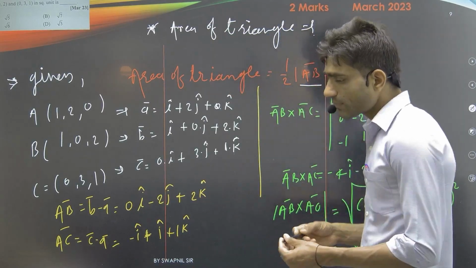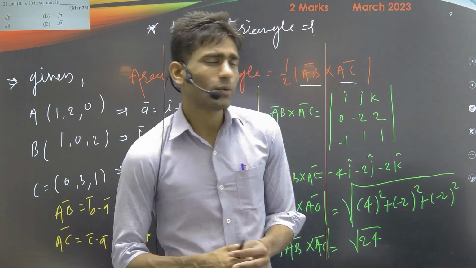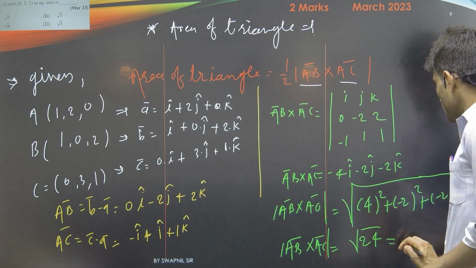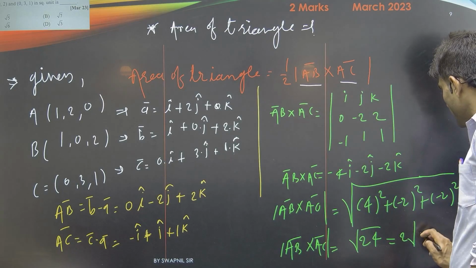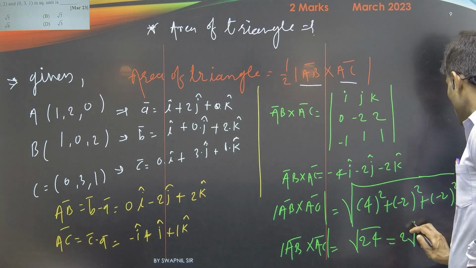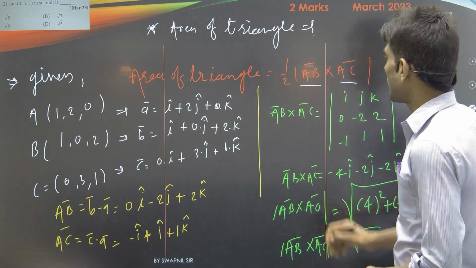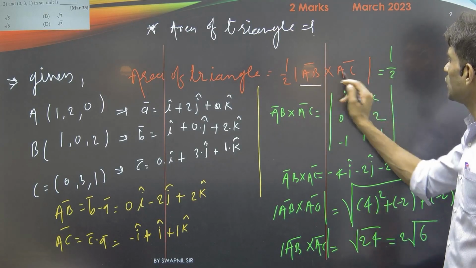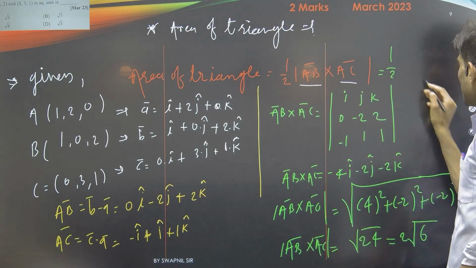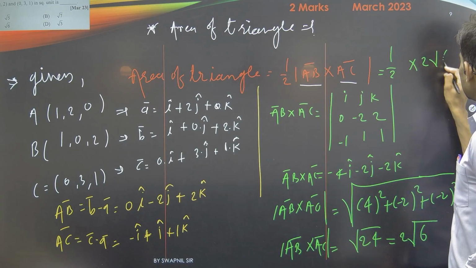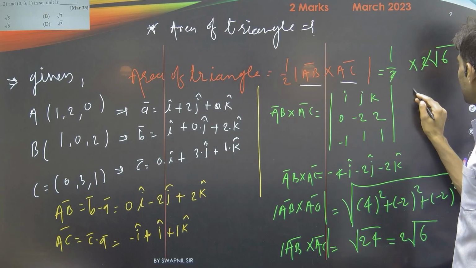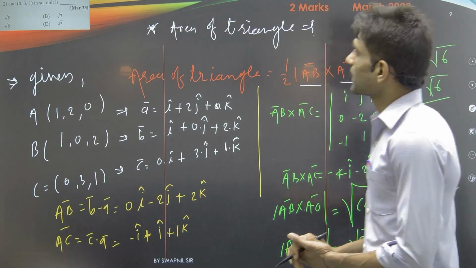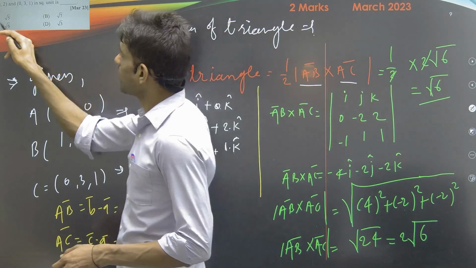The square root of 24 can be written as 6 fours are 24, so take the 4 out of the square root and we will get 2 square root of 6. Now we want the area of the triangle, that means one half the modulus of AB cross AC. We have here 2 times square root of 6, so that 2 gets cancelled. We are left with the square root of 6, and the required answer here is option C.